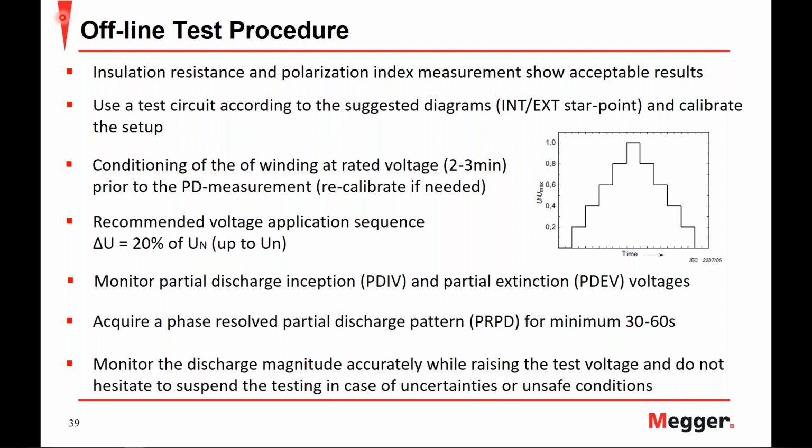It is recommended then to condition the winding at the rated voltage for 2 to 3 minutes prior to performing the partial discharge measurement. And what this does is this provides a more representative measurement value rather than applying the voltage and just immediately taking the measurement.